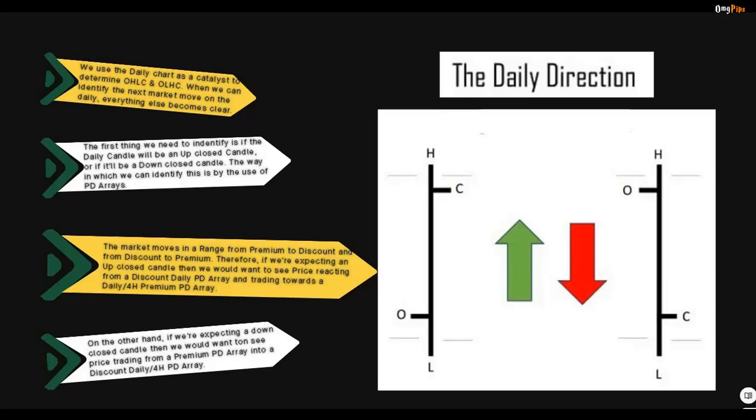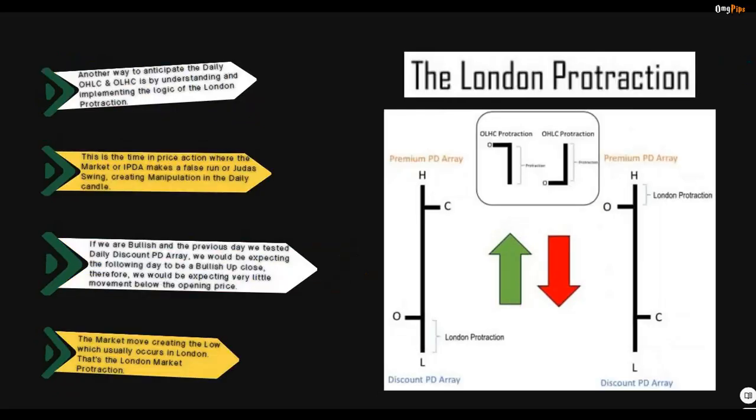I'm telling you. So from the daily direction, we go to the London Protraction. Another way to anticipate the daily bullish and bearish candlestick is by understanding and implementing the logic of the London Protraction. This is the London Protraction in a bullish candlestick, and this is the London Protraction in a bearish candlestick, right?